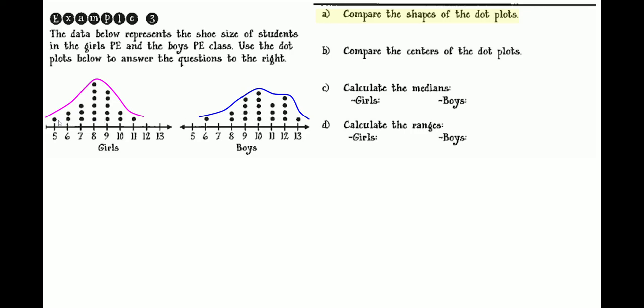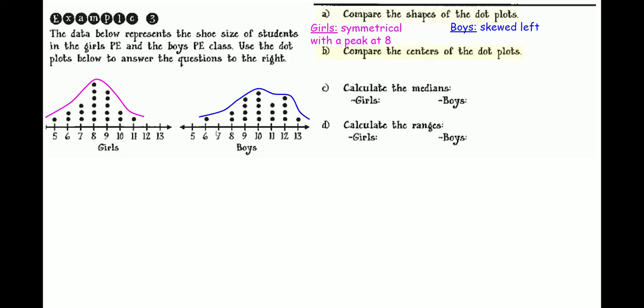You can see that the girls, the smallest shoe size is 5. For the boys, it's 6. So the girls, we say this is a pretty symmetrical peak with a peak at 8. With the boys, we say it's skewed left a little bit. Remember, this is the tail, so it's a little bit skewed left because of that boy with the size 6 shoe.